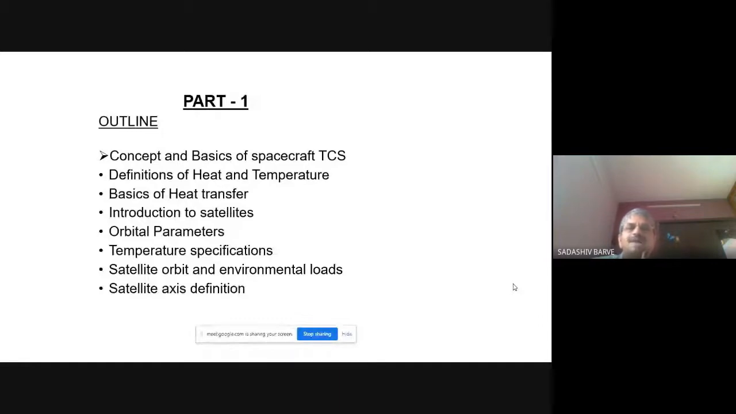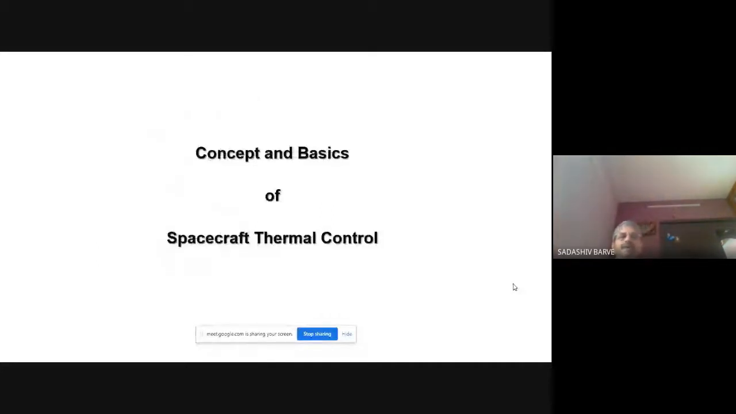In today's presentation, I will start with part 1, which in general outlines the concept and basics of the spacecraft thermal control system, definition of heat and temperature, basics of heat transfer, introduction to satellites, orbital parameters, temperature specification, satellite orbit and environmental loads, and satellite axis definition. Now, the first point: concepts and basics of spacecraft thermal control.